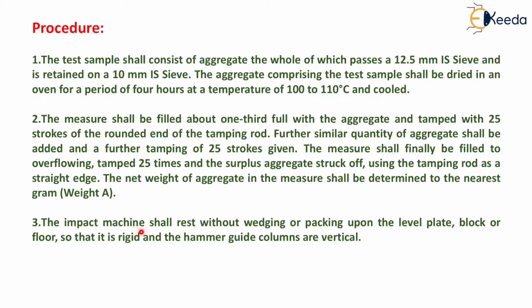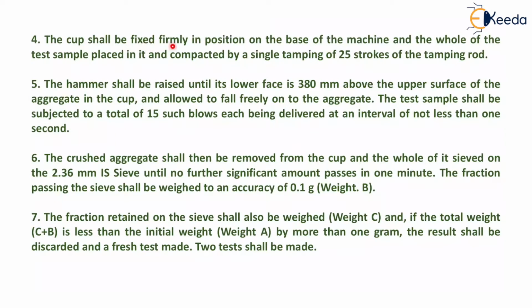The impact machine shall rest without wedging or packing upon the level plate, block or floor so that it is rigid and the hammer guide columns are vertical. The cup shall be fixed firmly in position on the base of the machine and the whole of the test sample placed in it and compacted by a single tamping of 25 strokes of the tamping rod.